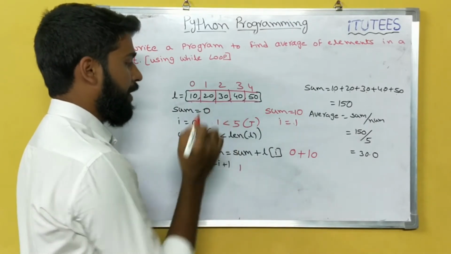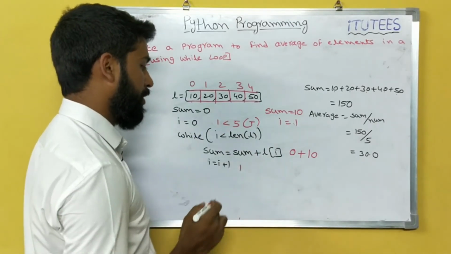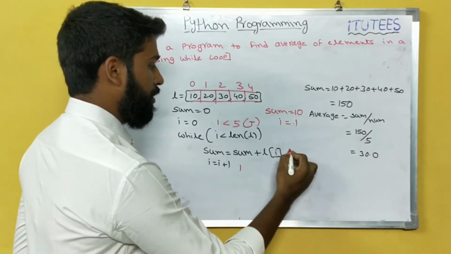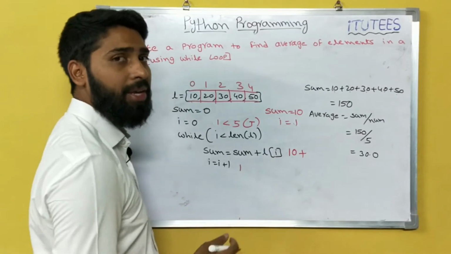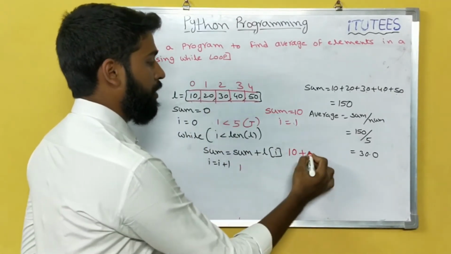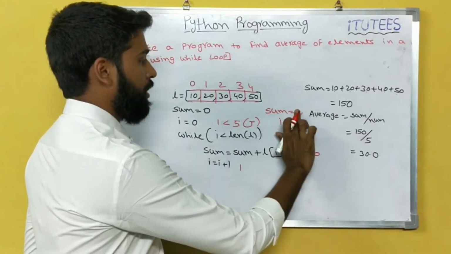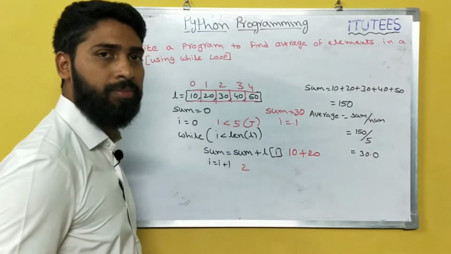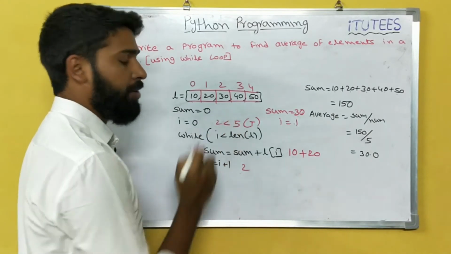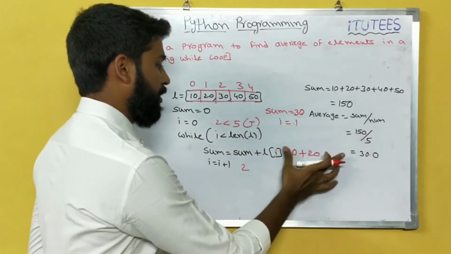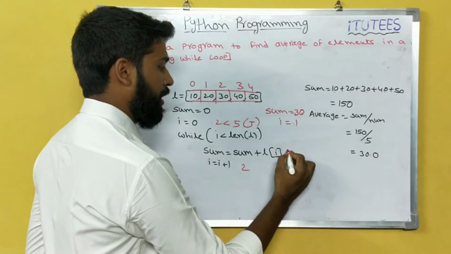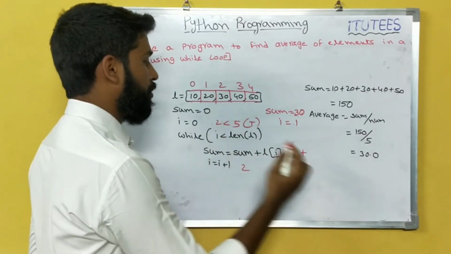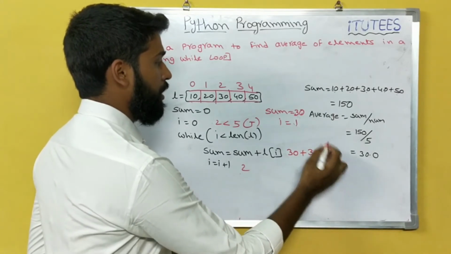And 1 less than 5, true. Enter into this. Sum equals sum plus L of I. What is the sum value? Already 10, plus what is the L of I? L of 1. What is the L of 1? 20. That means 30 is stored in sum. I equals I plus 1, 2. 2 less than 5, true. Enter into this. The sum value is 30 plus L of 2, which is 30. Total 60.